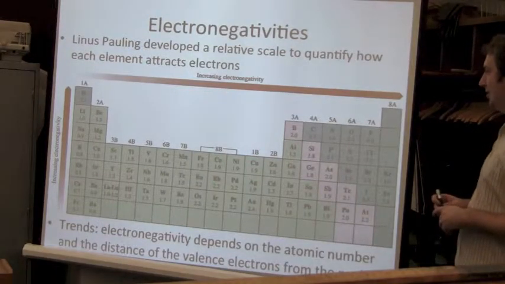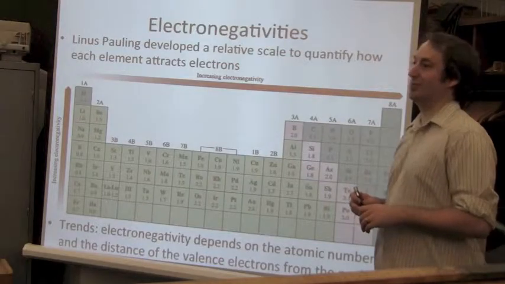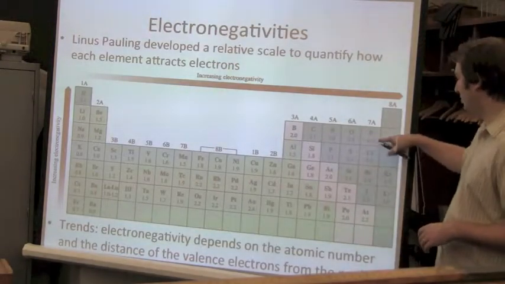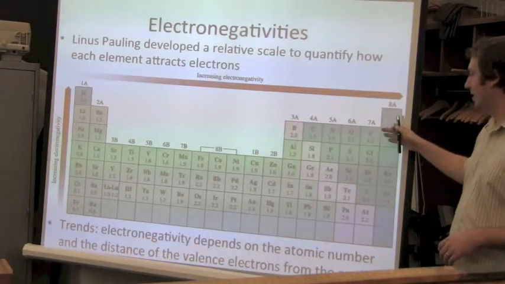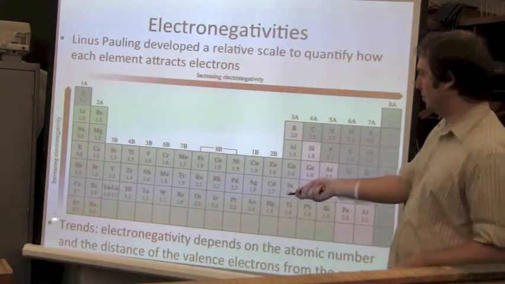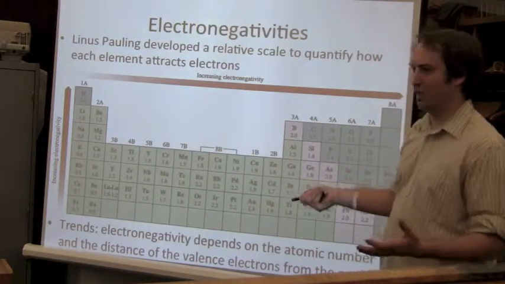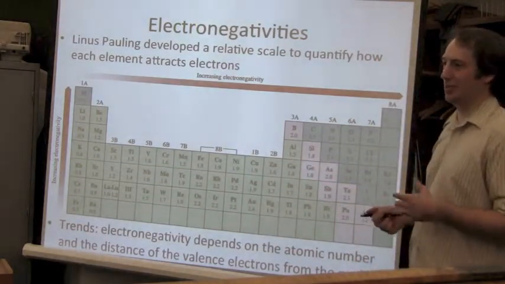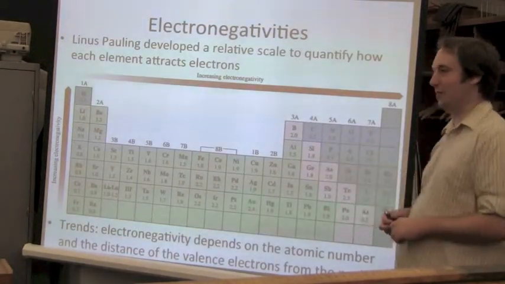Okay? The more it wants what? Electrons. So 4, fluorine, has the largest electronegativity. It really wants electrons. And then the lowest one would be somewhere down here. Francium, I think is what that is. So it has one of 0.7, so it doesn't really want electrons. And what that actually ends up meaning is that it'll give up its electron really easily.